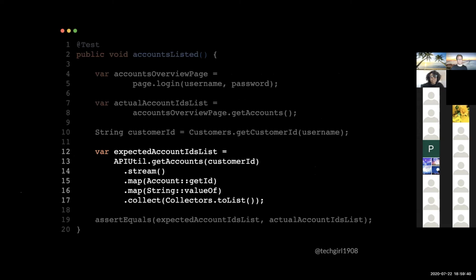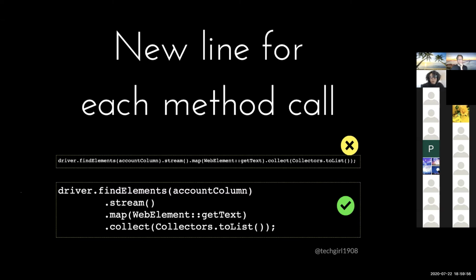Now we can do this same cleanup in our test method. So instead of using the to list and a for loop in the test method, I've changed this to now use stream and then map what I need into a single list. Now it's a good practice to break up these chained method calls where each call is on a new line.